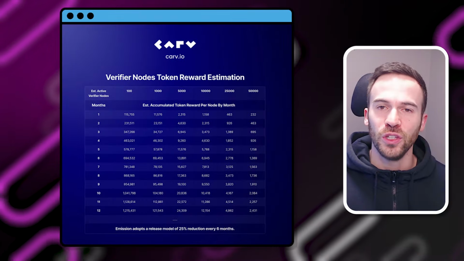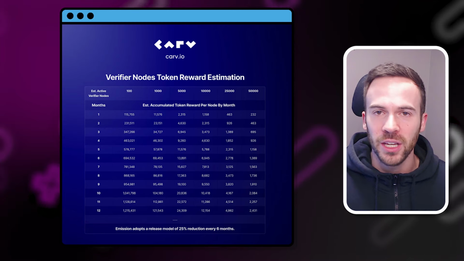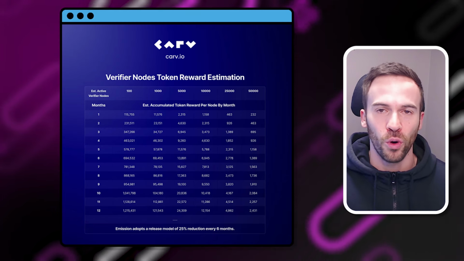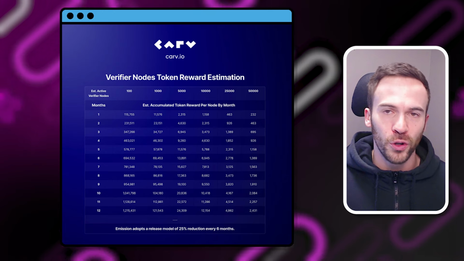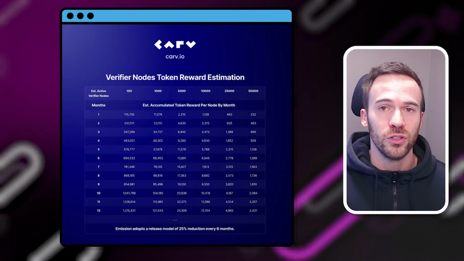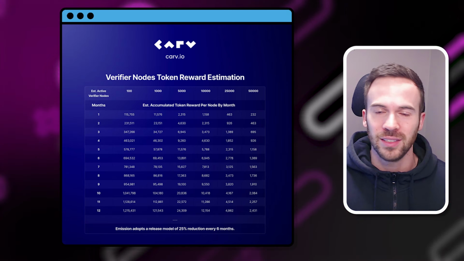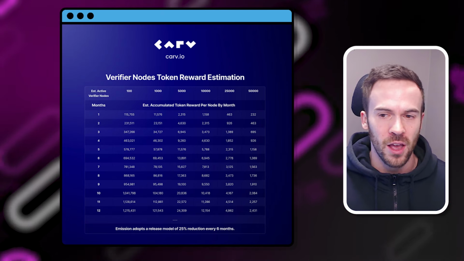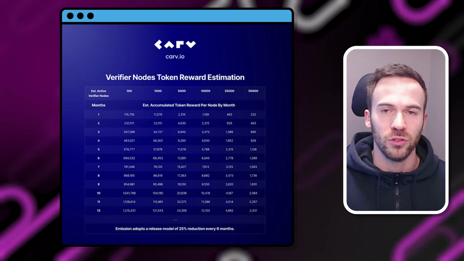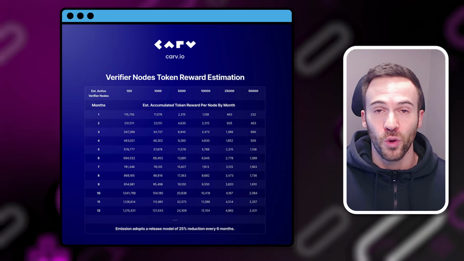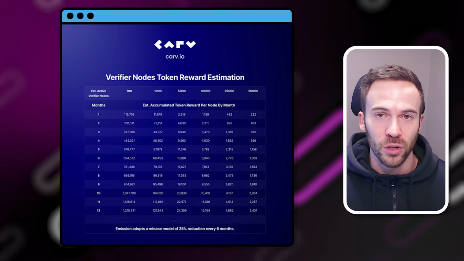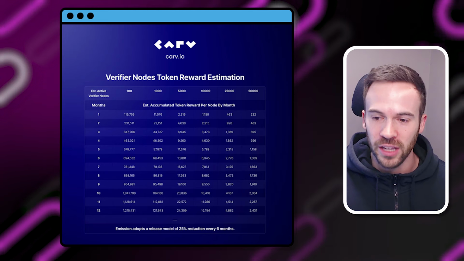And of course, if we talk about node rewards, just how many Carv tokens are you going to be getting for running one of these nodes? Well, first and foremost, it depends on how many nodes are running at once. So if we assume there are, let's say, 5,000 nodes running, each month you are going to be getting about 2,300 tokens. But of course, if there's twice as many nodes, you're going to get half as much. There is the breakdown here.